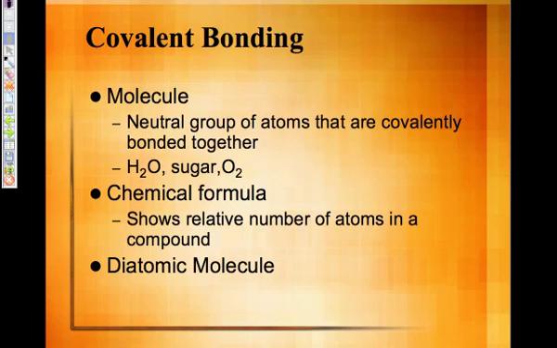So all of those would be N2, O2, F2, Cl2, Br2, I2, and H2. They're always diatomic. And those diatomic molecules will always form nonpolar covalent bonds because when you subtract their electronegativity, you'll get 0.